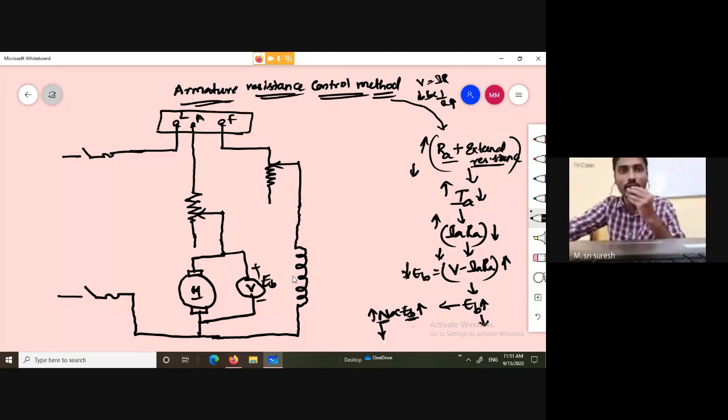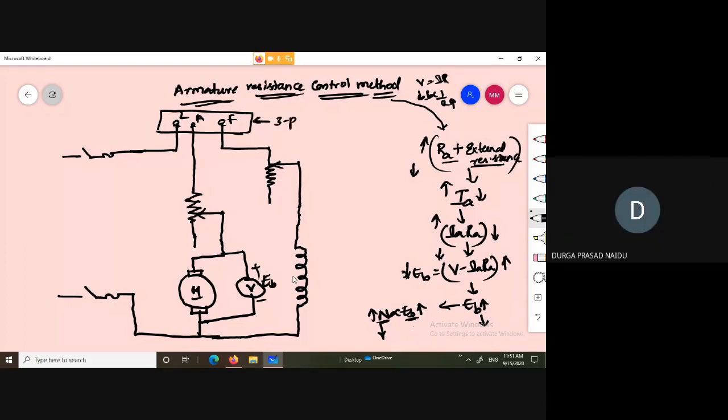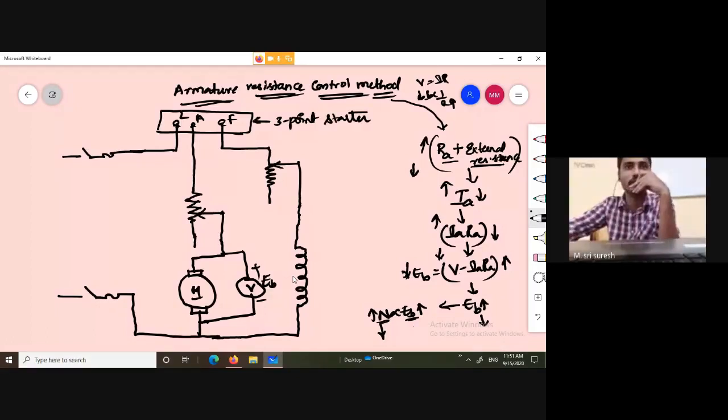What is this? This is a 3-point starter. So here we have a 3-point starter. What is the purpose of a 3-point starter? To limit the starting current. I already told that. To limit the starting current of a DC motor.